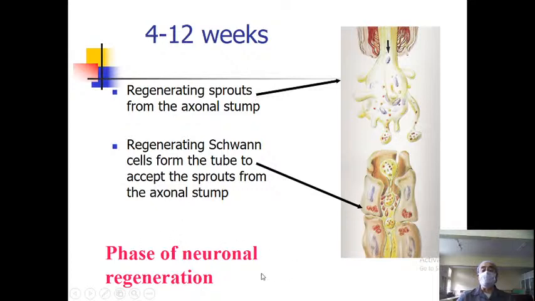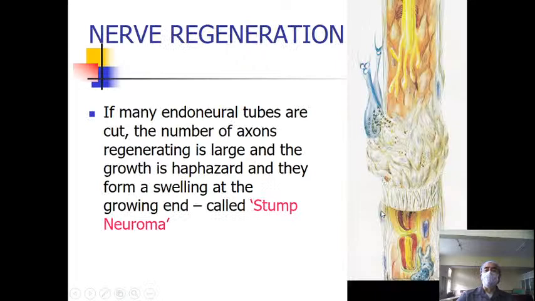So this is the phase of neuronal regeneration, 4 to 12 weeks. Then once they reach, if many endoneurial tubes are cut, the number of axons regenerating is large. So every axon wants to regenerate and function normally as before the injury. That's why so many sprouts will be there, and the growth is haphazard because total cut is there. They may not know where to go, and they form a swelling at the growing end. That's called the stump neuroma. This neuroma is a confused structure but sensitive, and it may lead to severe pain for the patient. This is called a stump neuroma, which you can feel from outside.